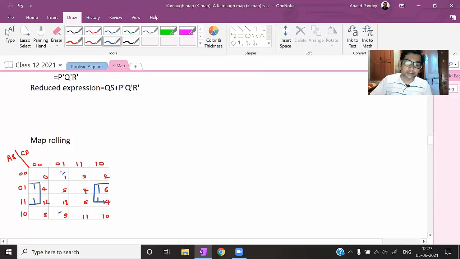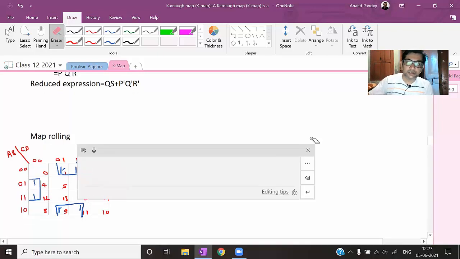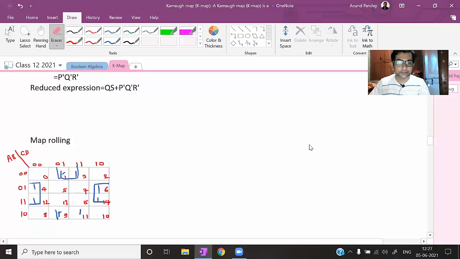Consider at the same time we have 1 here also. So by map rolling, we can draw a quad here. If you do not take care of map rolling, you will make a mistake. You will draw pairs, which is incorrect. And one special case I'm going to discuss now. Listen.